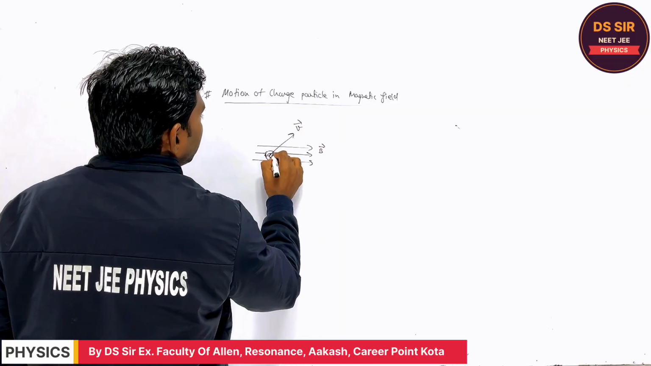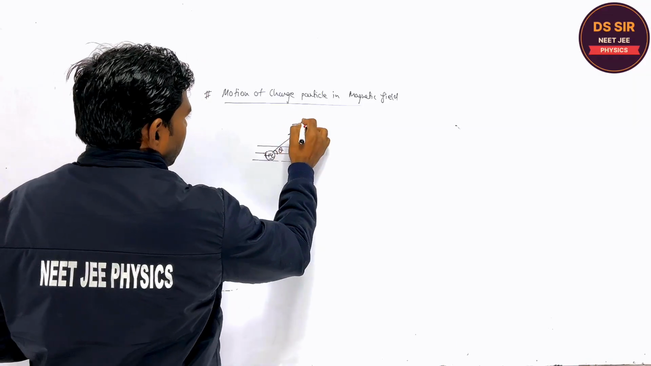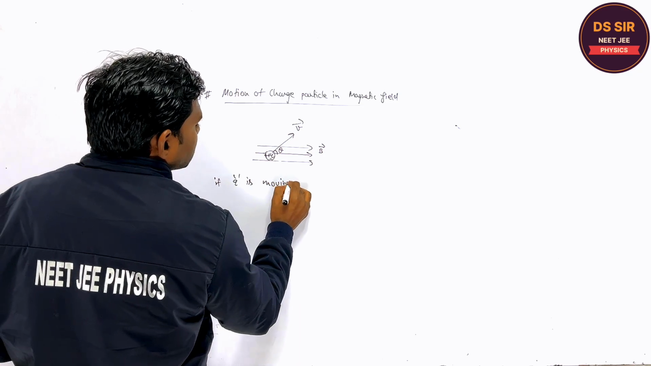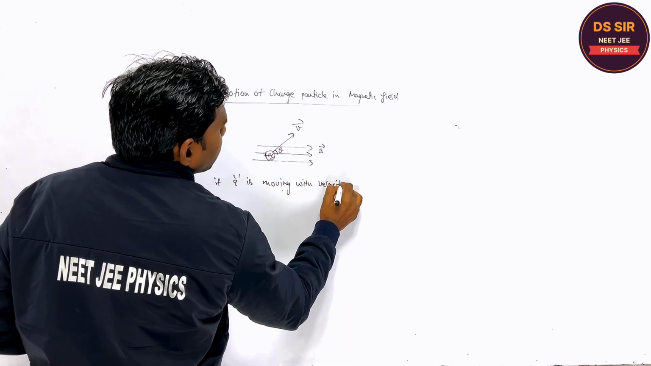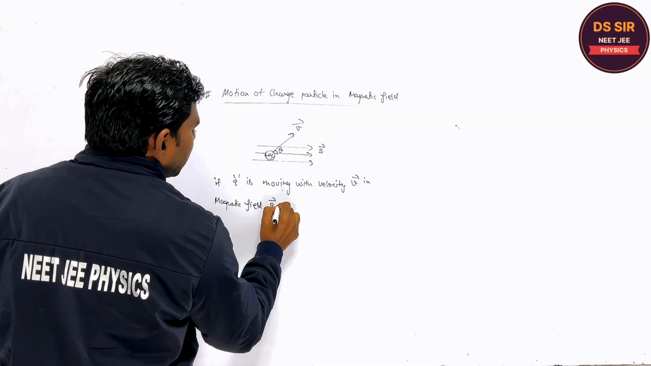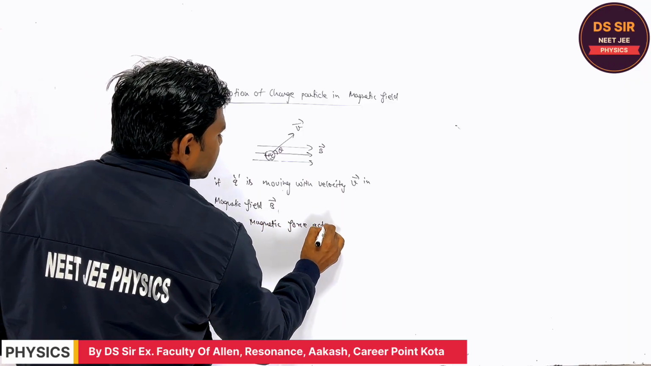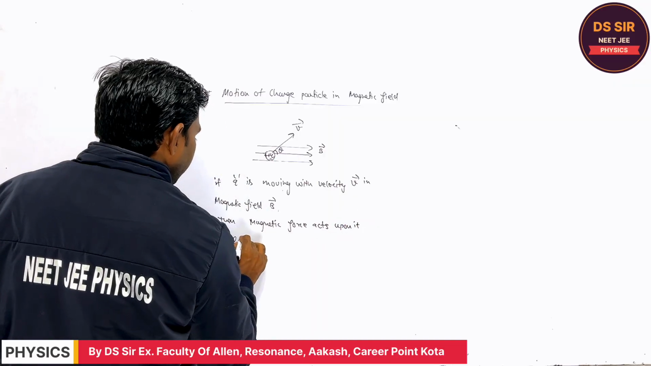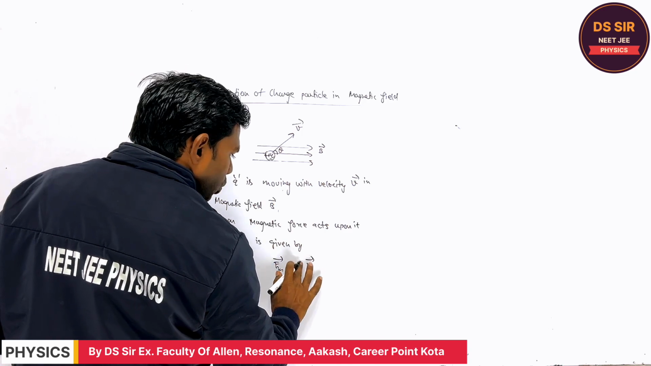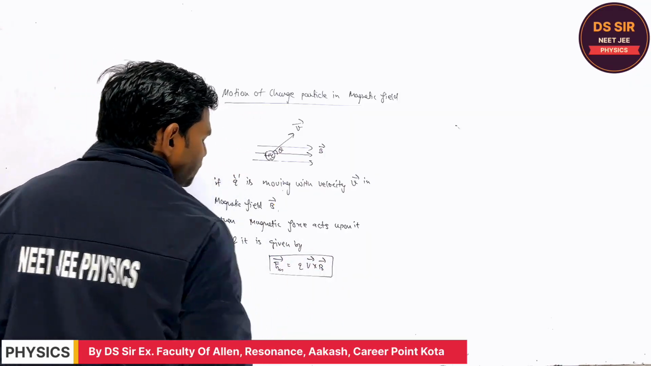is moving with some velocity V at angle theta. If charged particle Q is moving with velocity V in magnetic field B, then a magnetic force acts upon it, and it is given by Q, where Q is the charge, V cross B. This is the magnetic force on the moving charged particle.